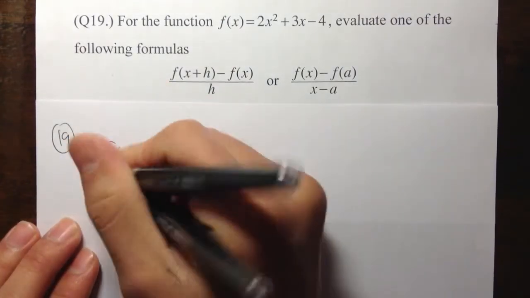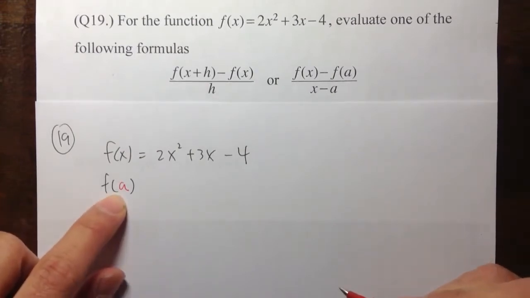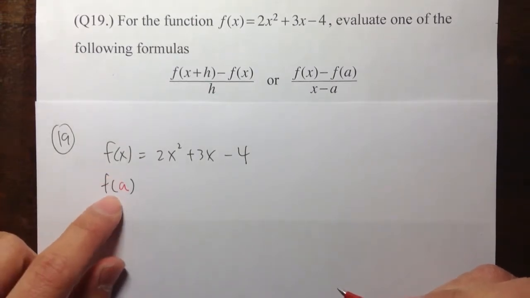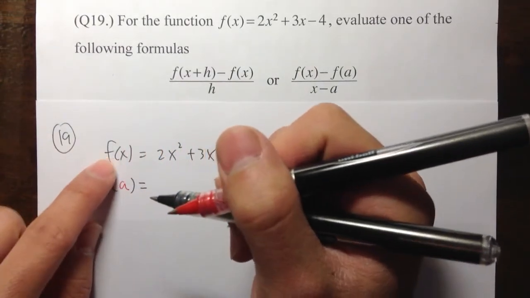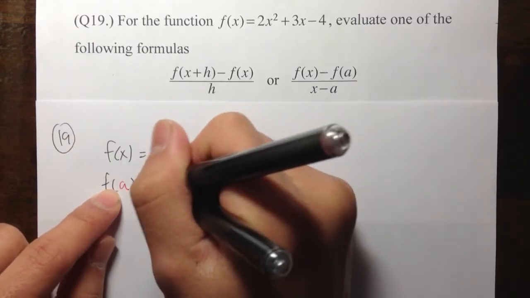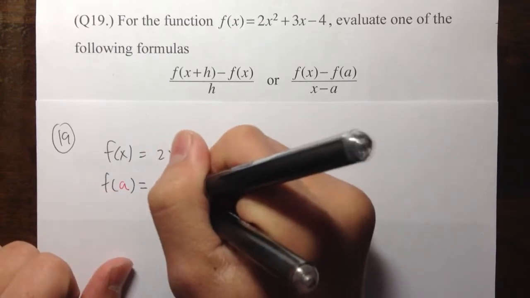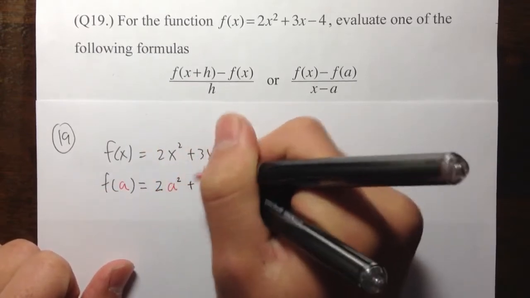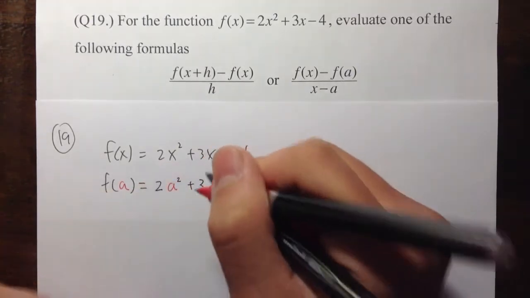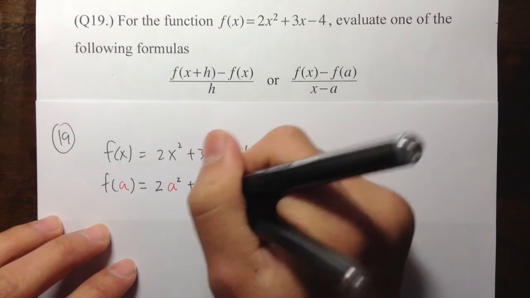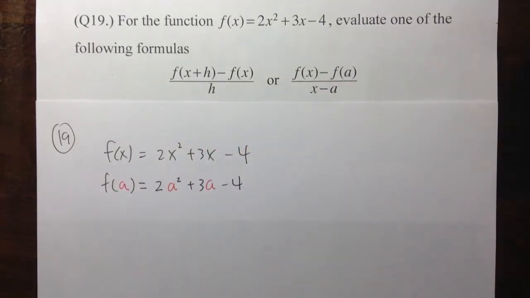F of a is actually pretty easy because we just need to substitute, plugging the a into all the x's. So instead of x, we are going to have an a. I see the 2x squared, but I'm going to replace the x with the a, so 2a squared plus, from the original 3x, plugging a into the x, I get 3a, and then minus 4. And that's it. That's all the prep that we need to do.